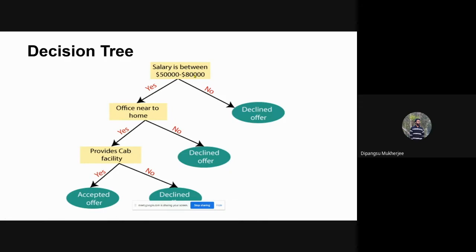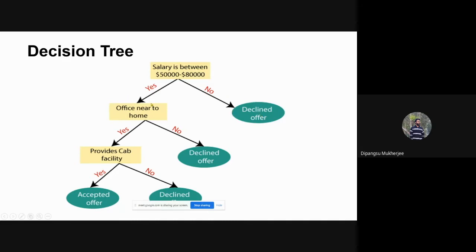Now, if you agree with the salary, that means my salary will be between 50,000 and 80,000. It's fine. If our answer is yes, then we will check another condition, that is whether the office is near to home or not. Otherwise, if the salary is not satisfactory to us, then we will simply decline the offer.